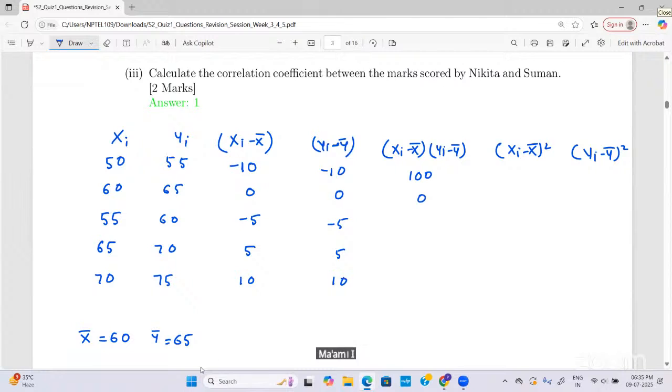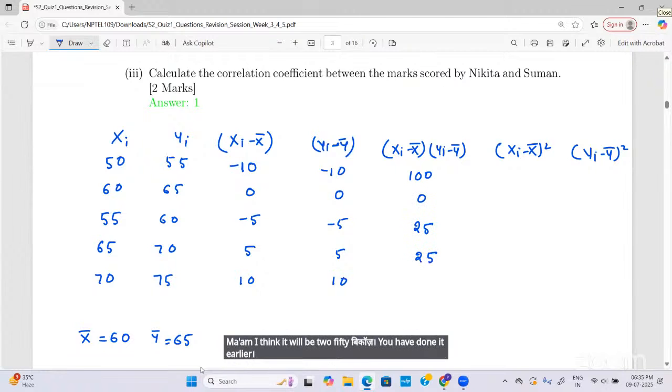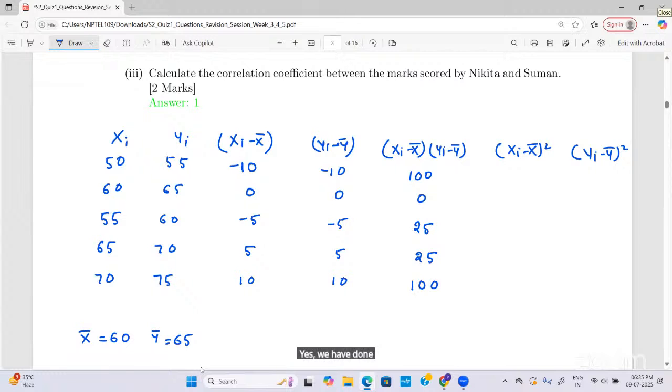Ma'am, I think it will be 250 because you have done it earlier. Yes, we have done it. So this is this. Then xi minus x bar whole square. This is also the same values.